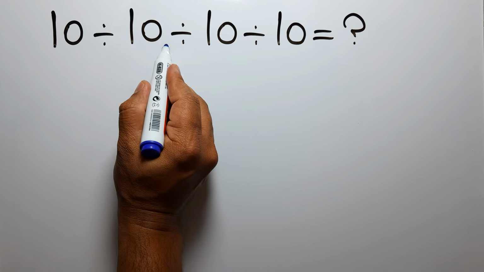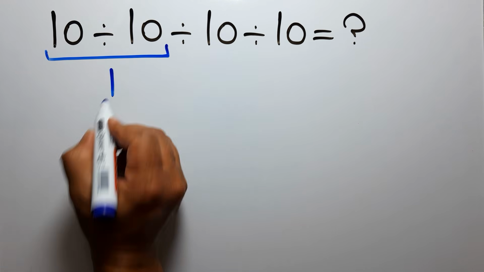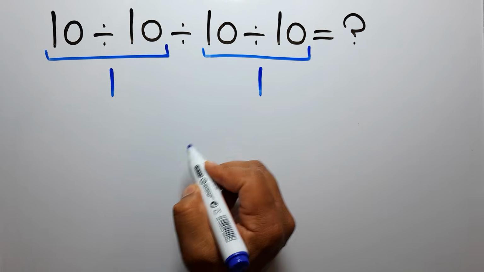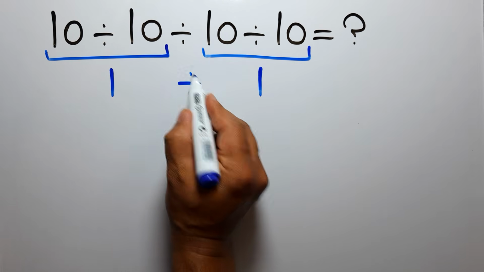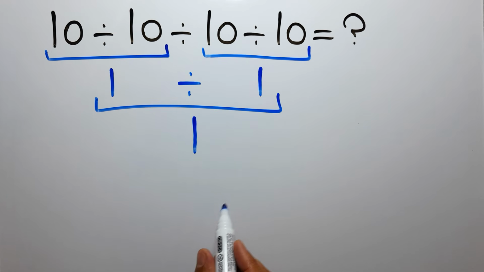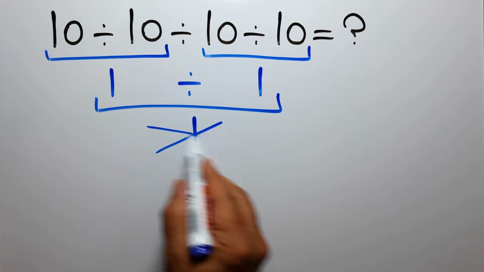10 divided by 10 is just 1. And again here we have 10 divided by 10. So 1 divided by 1 gives us 1. But this answer is not correct.